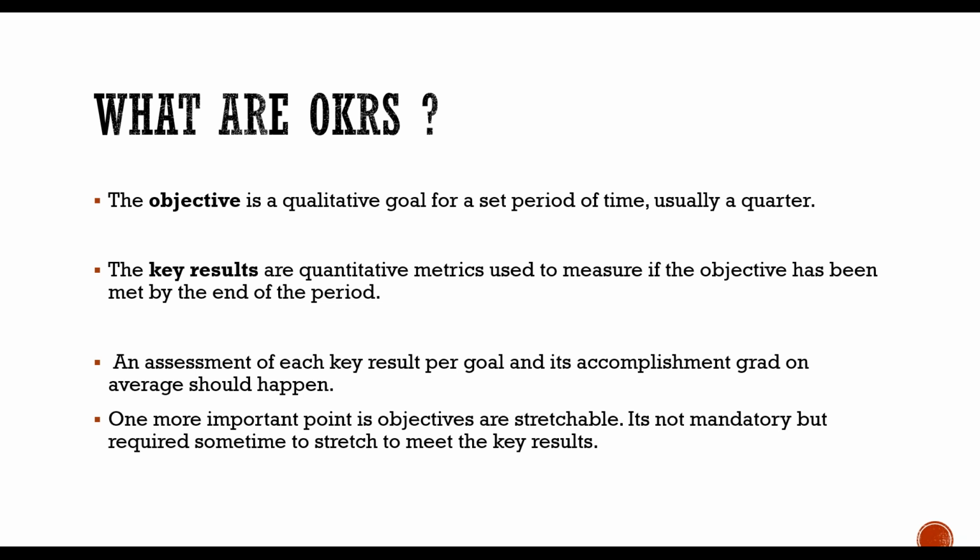The key results, or quantitative metrics, are used to measure whether the objective has been met or not by the end of the period, meaning quarterly, monthly, or yearly. An assessment of each key result per goal should happen every quarter, to make sure whether the OKR has been met or not.